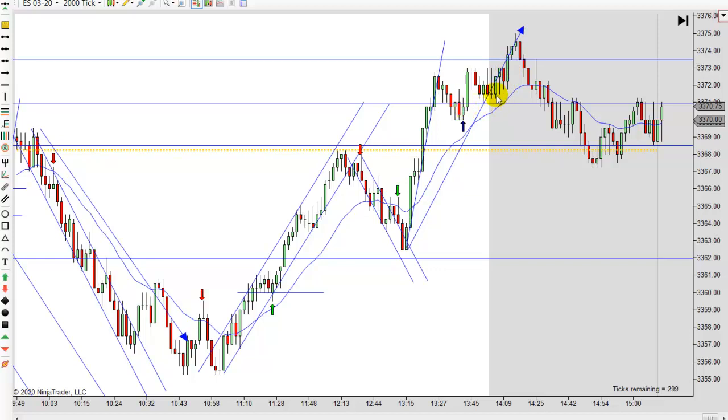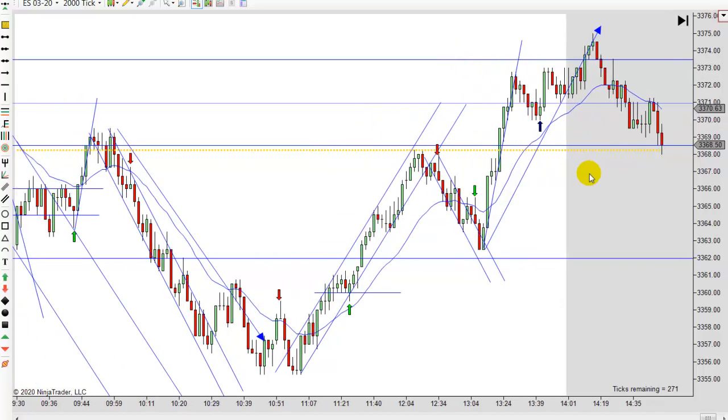And you actually get another second entry long right here, but you can't. That's right after 2 o'clock, and there's just too much congestion. A lot of resistance right there. Being after 2 o'clock, I'd just skip it.